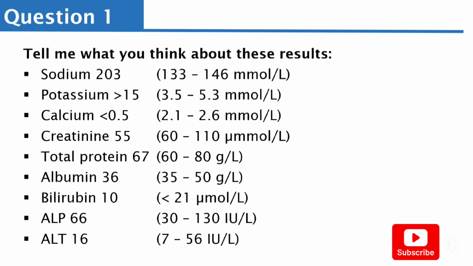Let's get into this. So the first question is, tell me what you think about these results. They provide results for sodium, obviously an electrolyte, potassium, calcium, creatinine, total protein, albumin, bilirubin, alkaline phosphatase, and alanine transferase. They provided all of this and asked, what do you think? They didn't give the person the reference ranges, okay? So I provided the reference ranges for you guys so that it can help in the interpretation of this result.